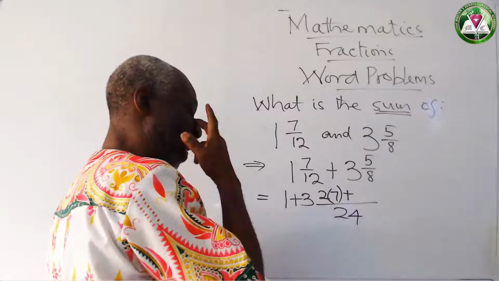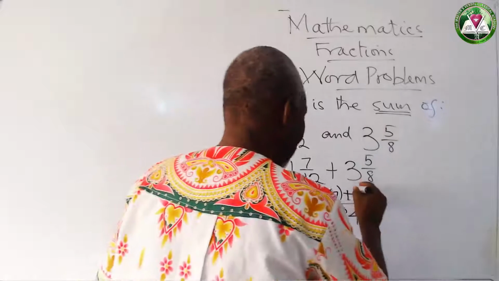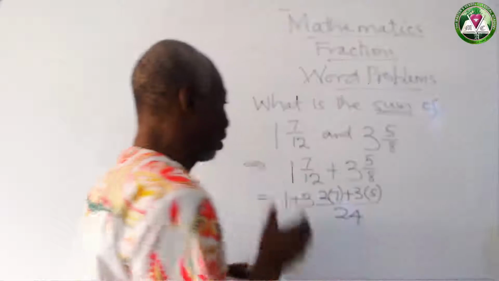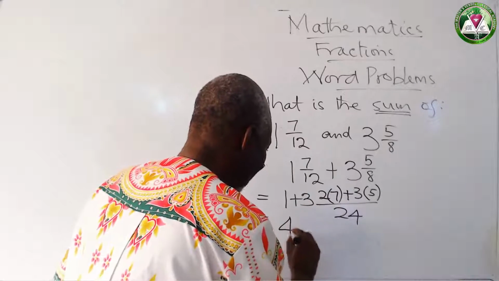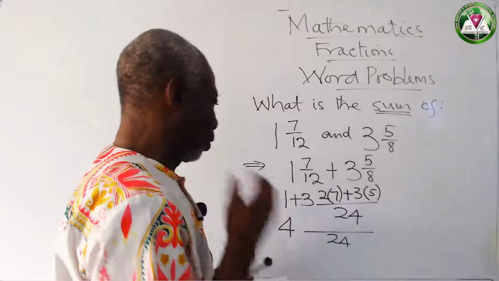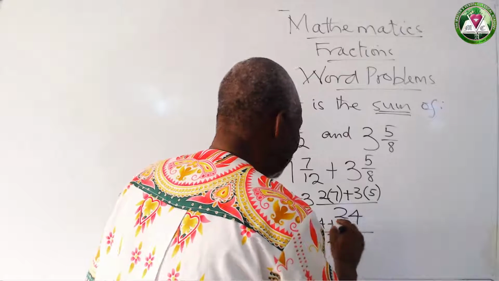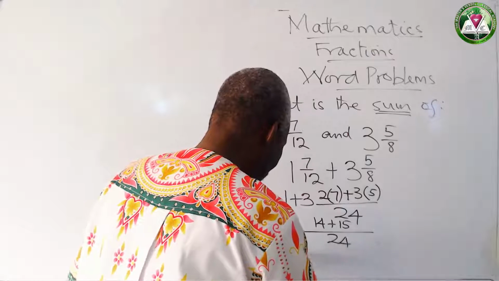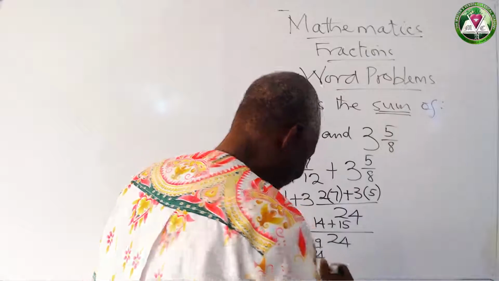Now 8, we divide this common denominator to produce a 3. But this 3 must obviously multiply the 5, the numerator of the 5/8. Then we have here 4 whole numbers. Then we want to think about the proper fractions now. 2 times 7 is 14 plus 3 times 5 is 15. So this gives us 4 whole number, 29 all over 24.